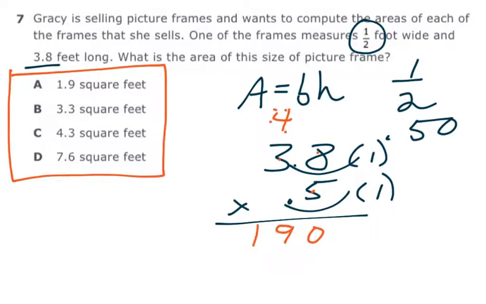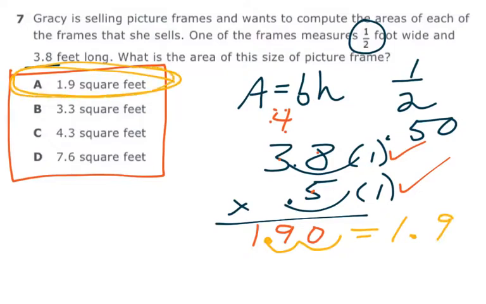Answer is not 190. I need to come back 2 decimal places. 1, 2. Actually looks more like 1 9/10, which is answer choice A.